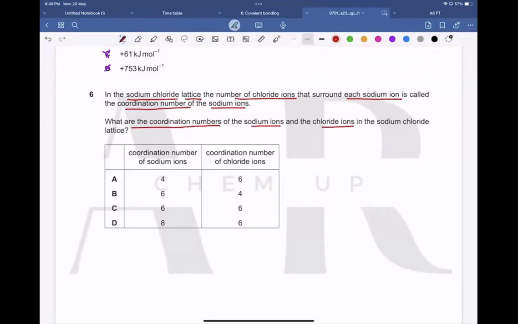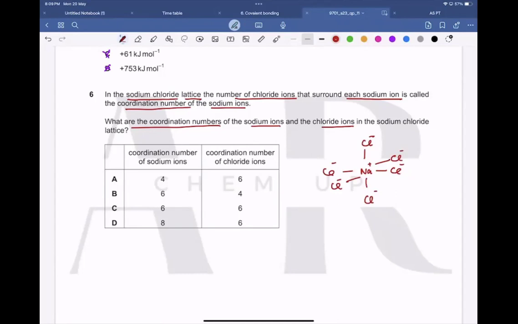In the sodium chloride lattice, the number of chloride ions that surround each sodium ion is called the coordination number. So if you recall, around one sodium ion, yes, very good, Hassan, there are 6 chloride ions in the lattice. One is at right, one at left, one at top, one at bottom, one at front, and one at below. That goes for each chloride as well: 6 sodium ions surround each chloride ion.